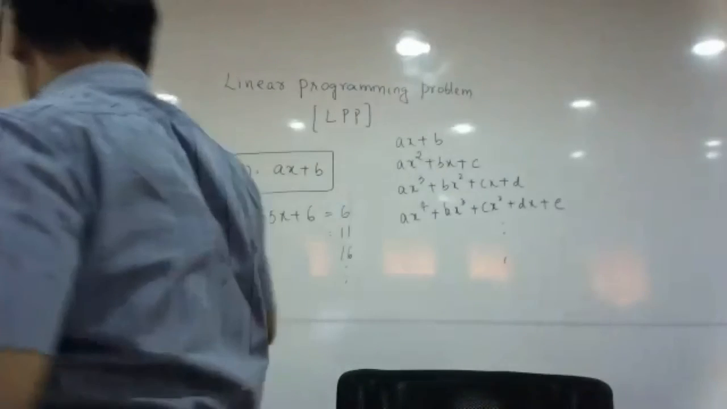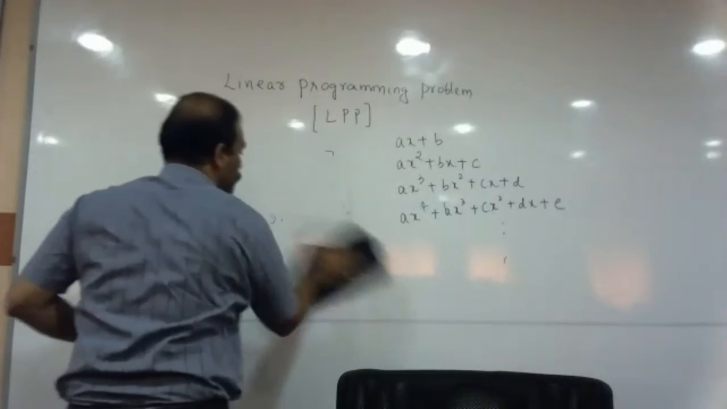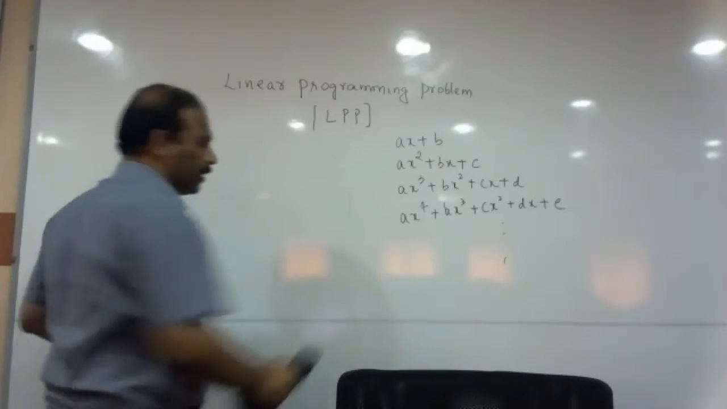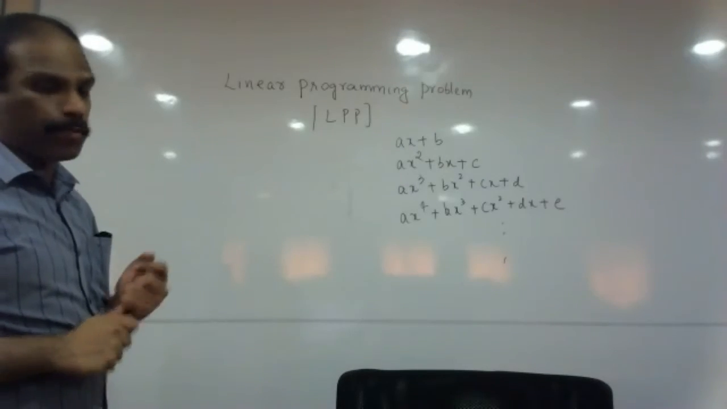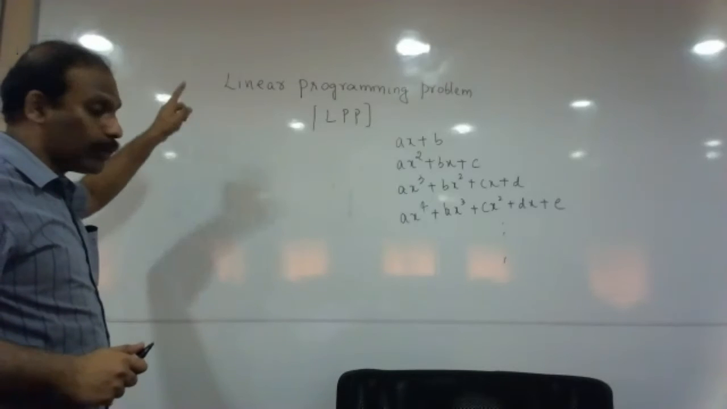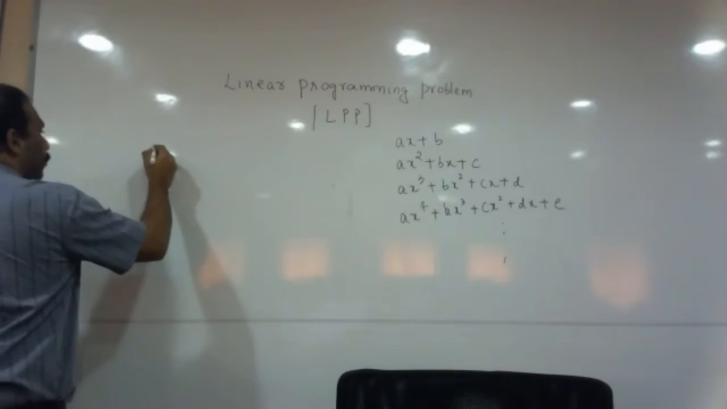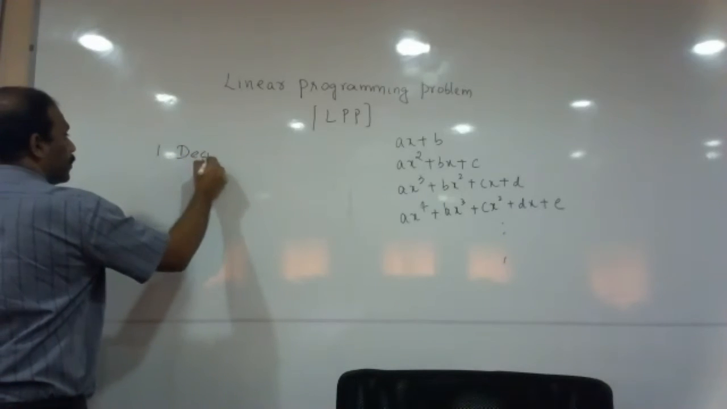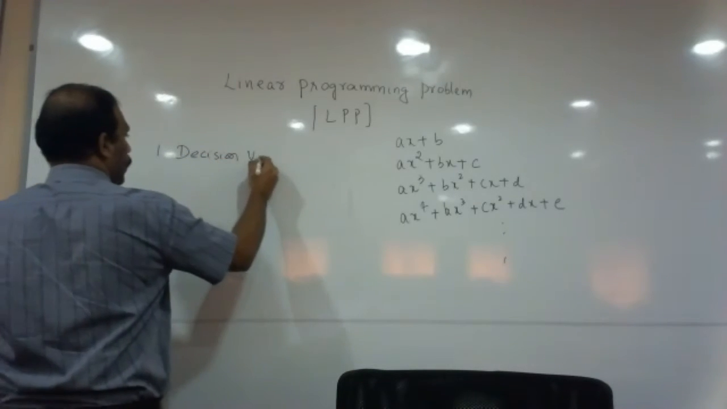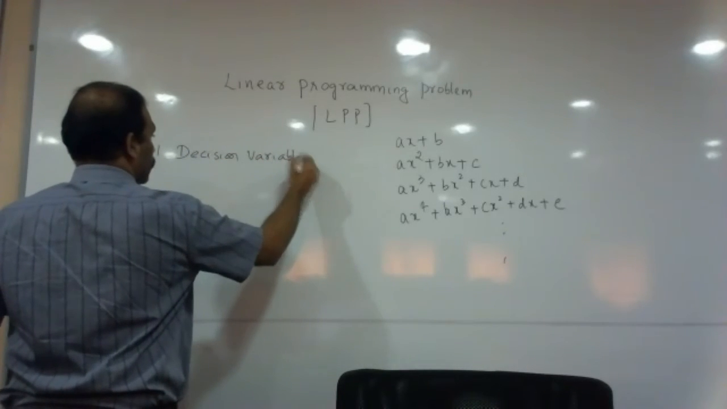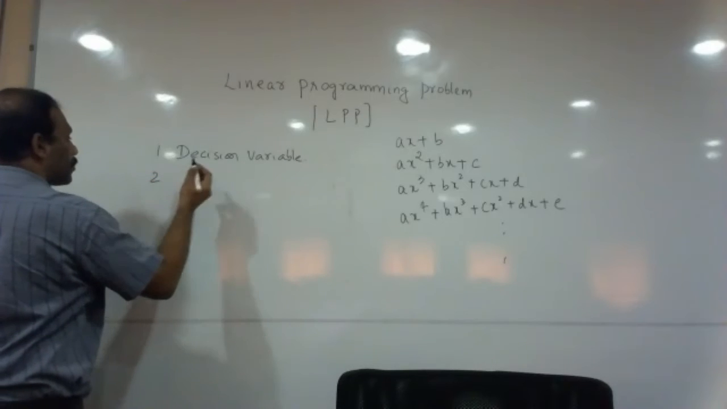Let me write that. And please remember, this is the most important part in this entire chapter. Whenever you are formulating a linear programming problem, we are trying to convert the statement problem into these 4 steps. The first important component is called the decision variable. The second one is called the objective function.